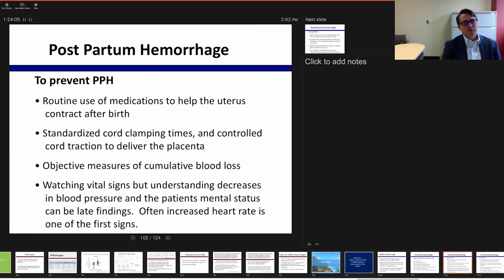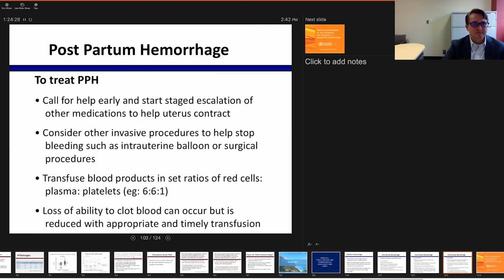And probably most importantly, watching vital signs during labor and delivery and after delivery, because often the blood pressure decrease is only one of the last things that we see in hemorrhage. And it's really that increase in cardiac rate and heart rate that is the first sign, and it would be the time that we want to get additional help. So as soon as you recognize there's some sort of postpartum hemorrhage, get help as soon as possible.